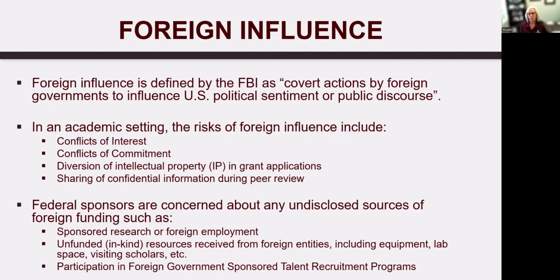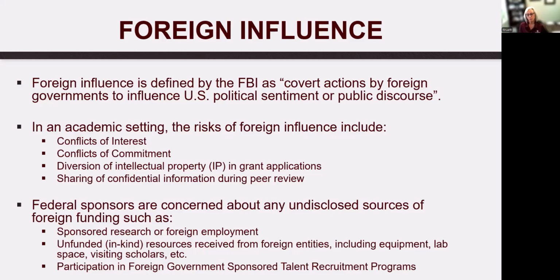And so foreign influence is defined by the FBI as covert actions by foreign governments to influence US political sentiment or public discourse. But in an academic setting, that usually is talking about conflicts of interest, conflicts of commitment, diversion of intellectual property, sharing of confidential information during peer review. And so none of those are good for us. And so we want to make sure we mitigate the risks.